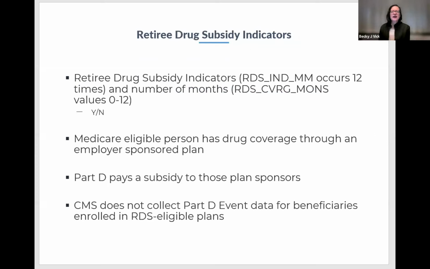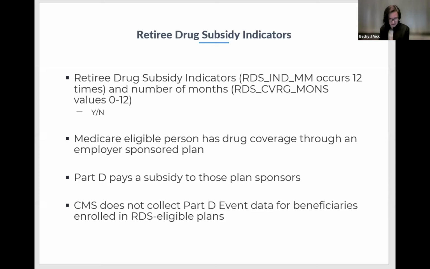Okay, so moving on to the retiree drug subsidy indicators. Again, these variables indicate if a Medicare eligible person has drug coverage, not through Part D, but through an employer-sponsored plan. There are, again, 12 of them, one for every month, and there's also a summary variable that tells you the total number of months in the year that the member had coverage through an employer-sponsored plan.